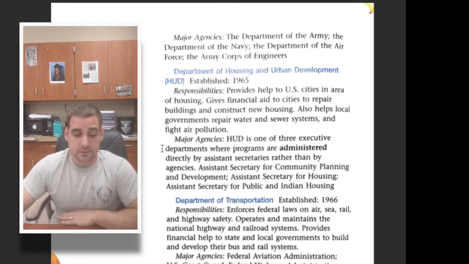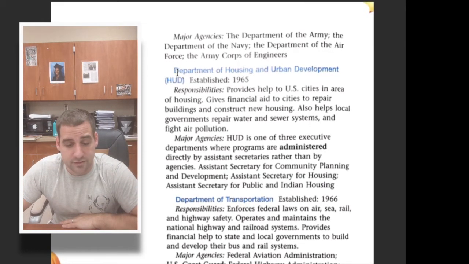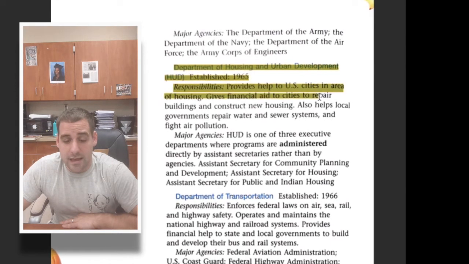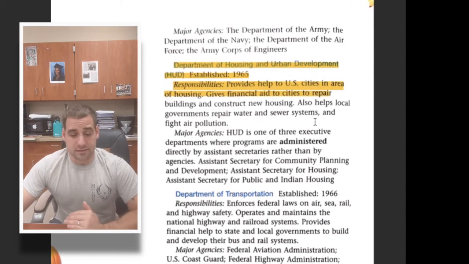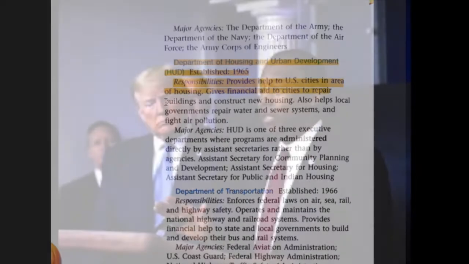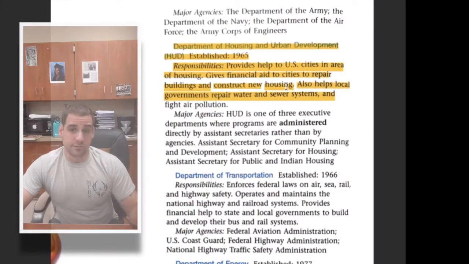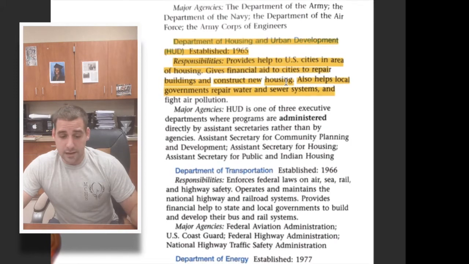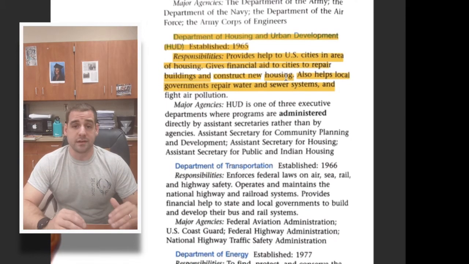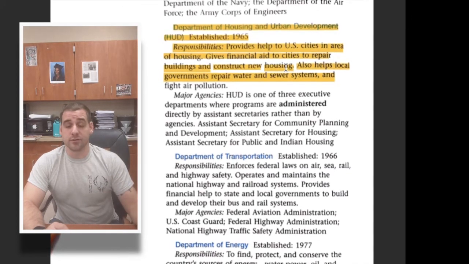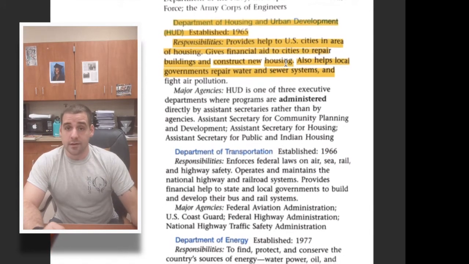Okay, the next one is the Department of Housing and Urban Development. And they have lots of responsibilities. They oversee building projects. They are involved with things like Section 8 housing. They are also involved with special loans for people buying their first home. And they have multiple different things they work on with houses in neighborhoods, trying to turn around neighborhoods that are slowing down and starting to fall apart.